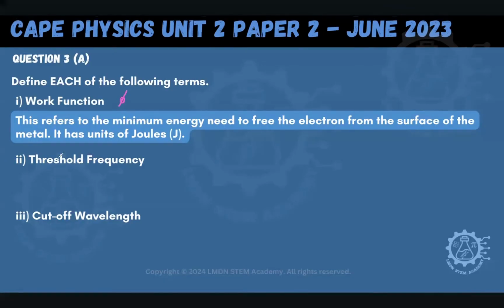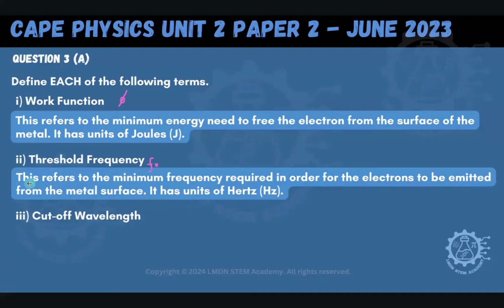Threshold frequency now, we generally denote it as f naught. So that's how we denote threshold frequency. And the definition of it is that it refers to the minimum frequency required in order for the electrons to be emitted from the metal surface. So that's a minimum frequency, and of course, it's a frequency, so it's going to have units of hertz.